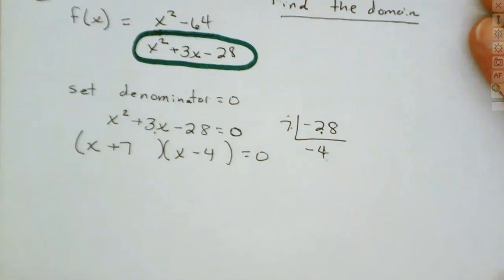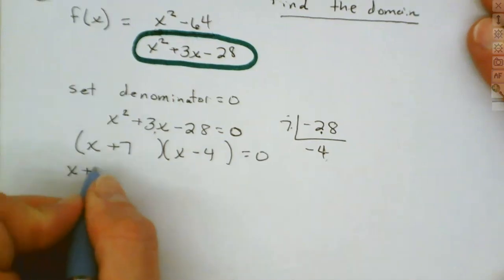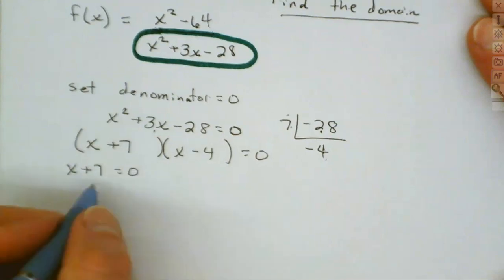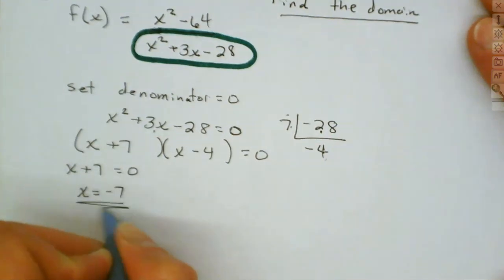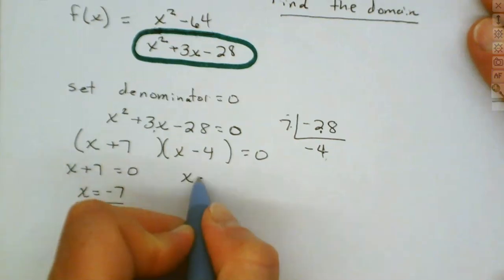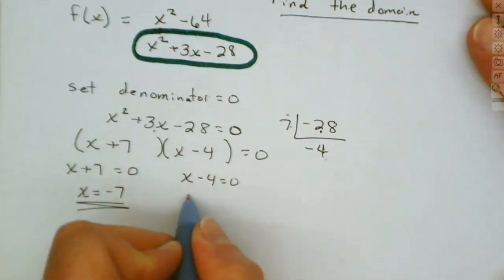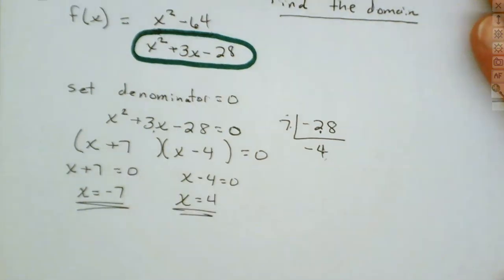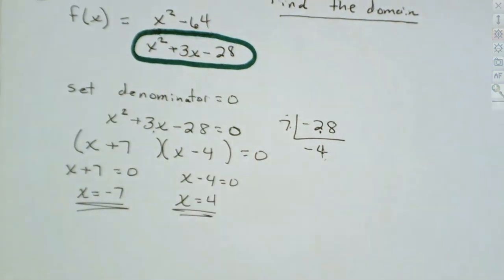Here's where students make a mistake sometimes. Our answers are not 7 and minus 4. You have to switch your signs by solving. So x plus 7 equals 0. Moving it over, we get the negative 7. X minus 4 equals 0. Moving it over, we get the 4. Now, how do we specifically write our answer? Well, these are the numbers that do not work. So minus 7 and positive 4 do not work because they give you division by 0.